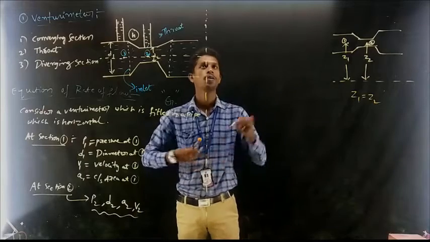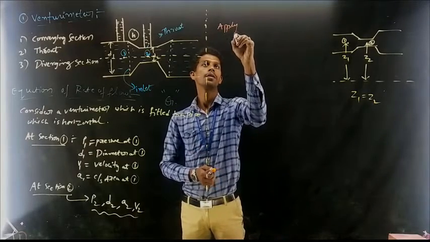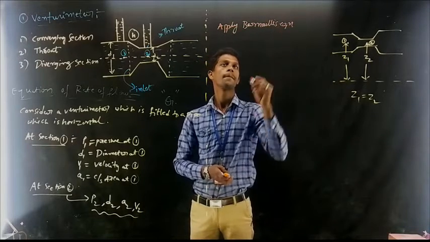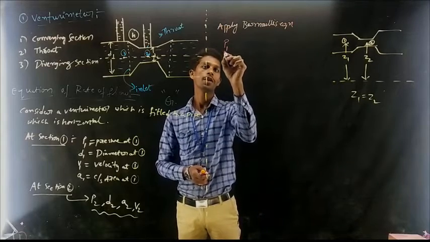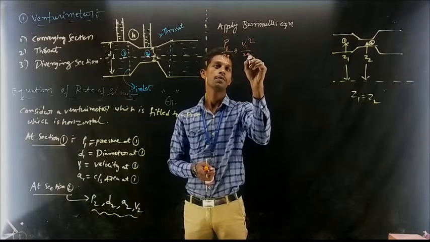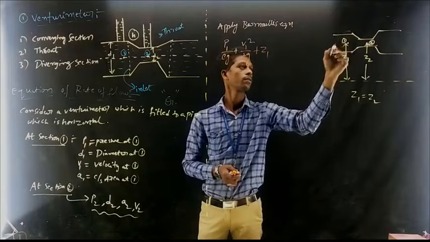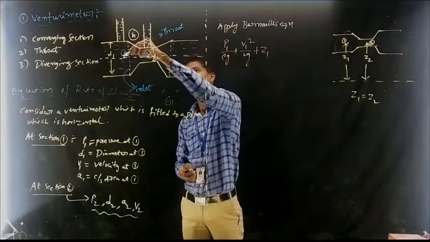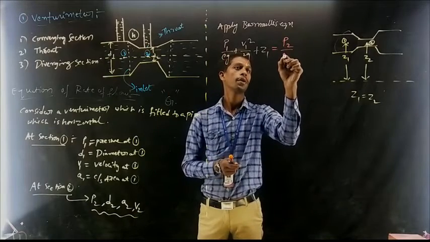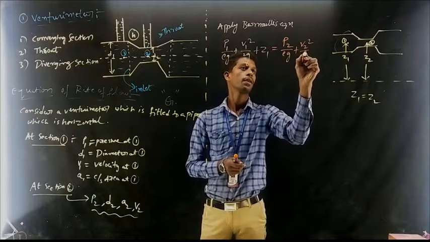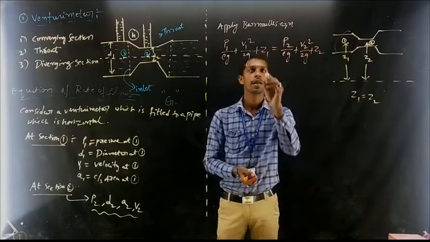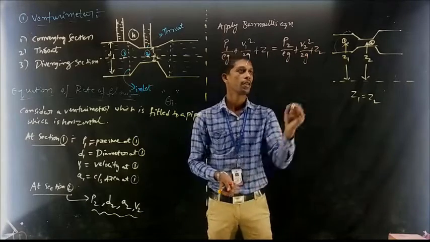Now apply Bernoulli's equation. So what is Bernoulli's equation? At section 1, P1 by rho g plus V1 square by 2g plus Z1. Next at section 2, what is the Bernoulli's equation there? P2 by rho g plus V2 square by 2g plus Z2. So this is the Bernoulli's equation for this particular pipe section.